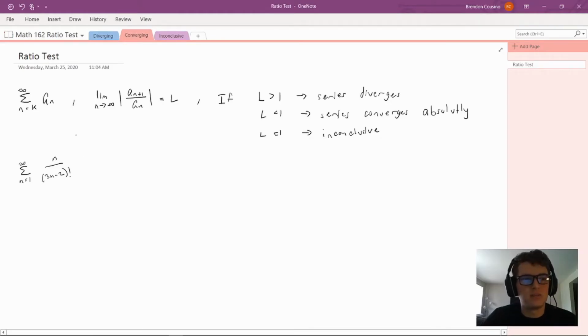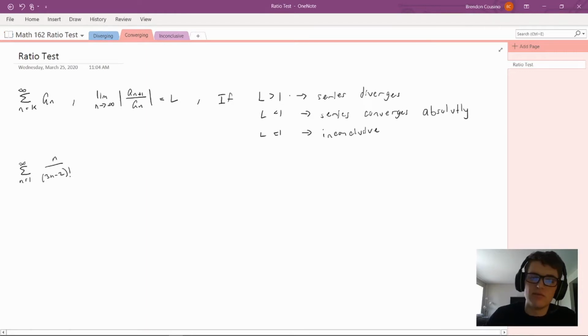Alright, ratio test part 2. So we're going to get into another example using the ratio test, but first let's recap what the ratio test is. So we have a series from n is equal to k to infinity, where k is just a constant, of a of n, which is just a function of n. And then we're going to take the limit as n approaches infinity of the absolute value of a of n plus 1 divided by a of n.